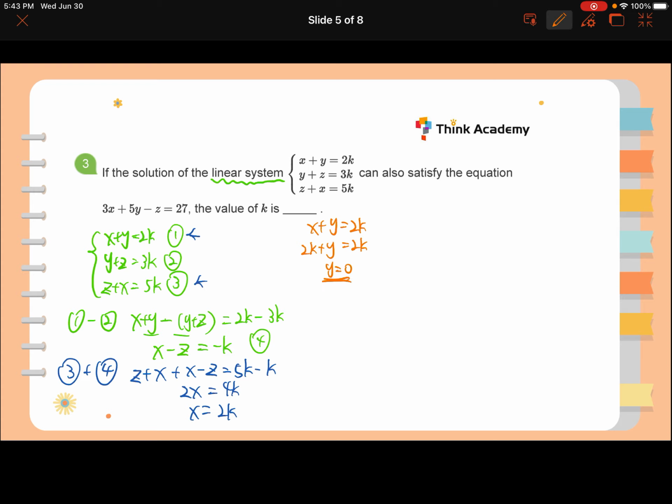Now for z, we have z plus x equals 5k. And x is 2k, so z plus 2k equals 5k. That means z is 3k. Okay? So we find the values for x, y, and z.